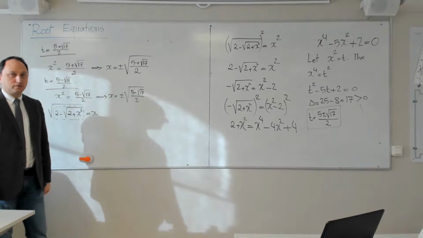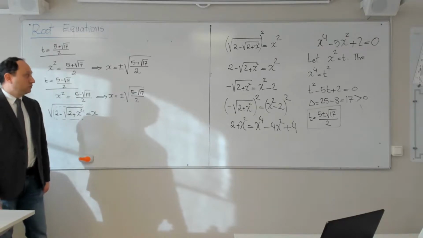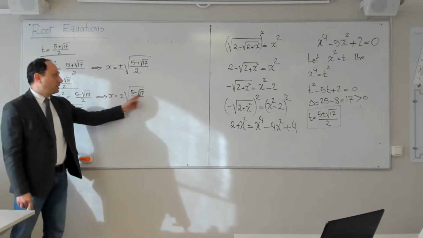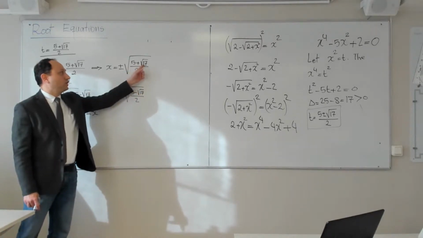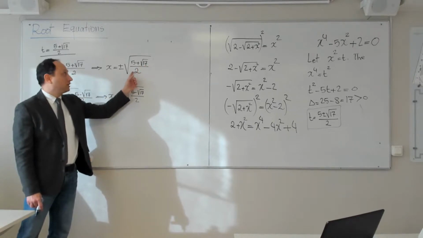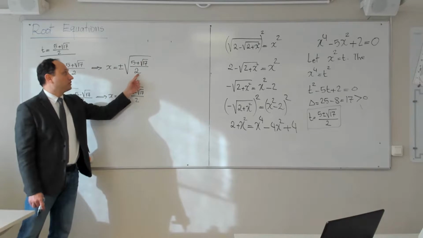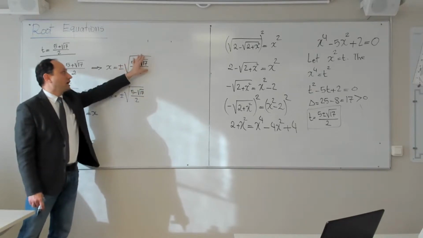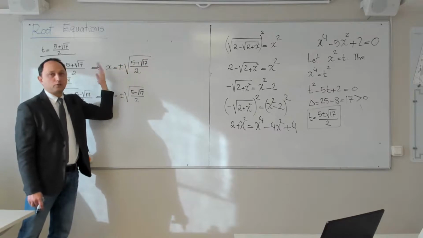How do I know that? Because you can have a negative square root. No, the negative sign is outside. 5 plus the square root of 17 is definitely positive, and 2 is positive, so this number below is positive. The square root of a positive is completely acceptable. And then if that's unacceptable, I can put plus and minus outside.